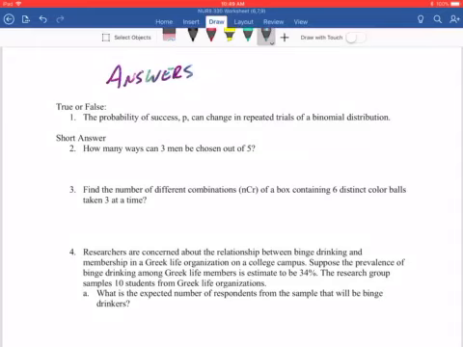Let's get started. So number 1, true or false, the probability of success P can change in repeated trials of a binomial distribution. The answer is false. Probability cannot change during the binomial distribution. Problem 2, how many ways can 3 men be chosen out of 5?